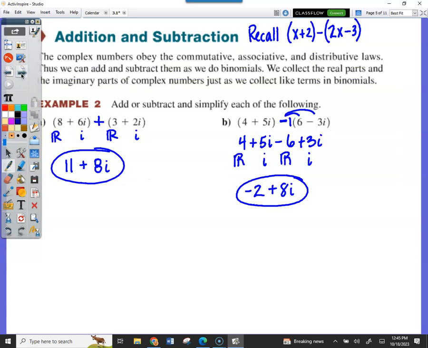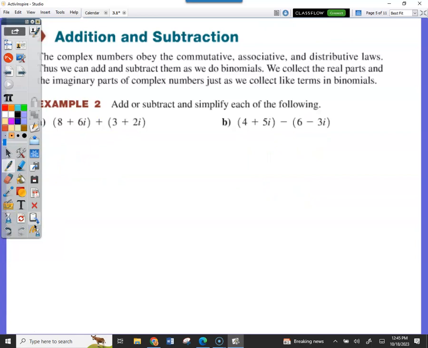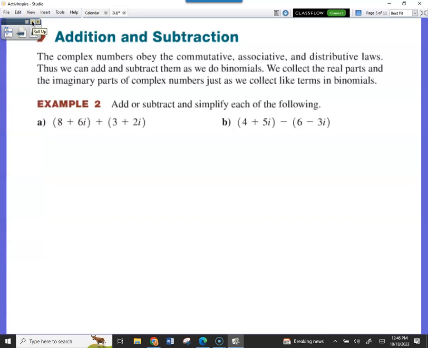Now the purpose of this section is to learn how to add, subtract, multiply, and divide complex numbers. Adding and subtracting complex numbers is exactly like adding and subtracting polynomials. Think of the i as a variable like x. If it does not have an i, you cannot combine it with it. It just shoves up next to it. So look at these questions here. It says add or subtract and simplify each of the following.